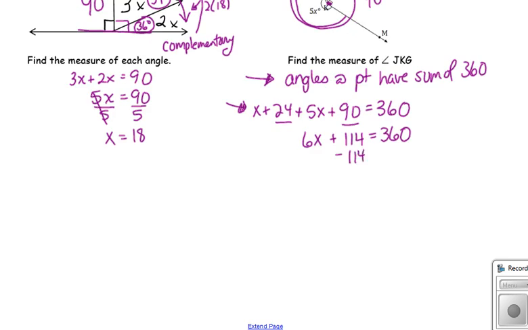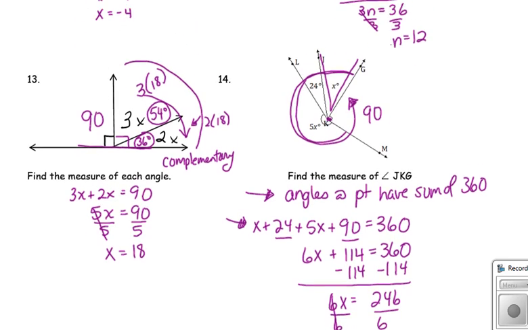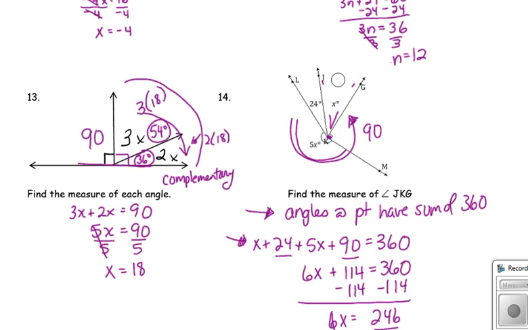Solve your equation. First, undo the addition with subtraction. Remember to subtract the same number from both sides of the equation. Simplify. 6x is equal to 246. Divide by the coefficient. The value of x is equal to 41. Now, the measure of the angles. We know the value of x is 41 degrees, and if they wanted to know about this angle as well, you would do 5 times 41 degrees, and that would be 205 degrees.